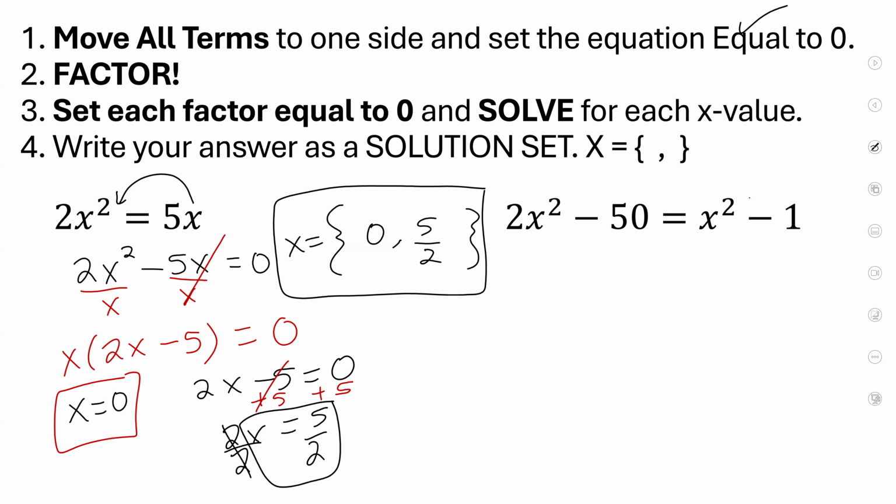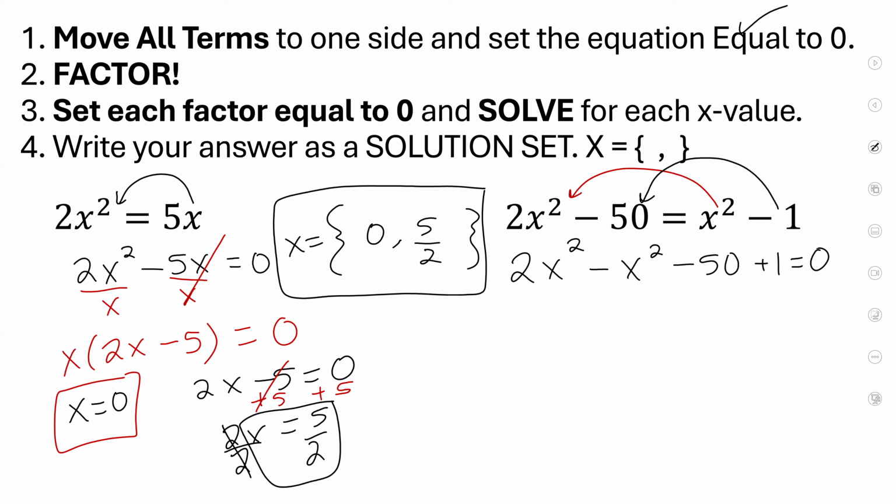So I'm going to move this x squared to the other side. So I'm going to have 2x squared. Move the x squared to the other side, it'll become a minus x squared. Minus 50. We're going to move this negative 1 to the other side, making it a positive 1. Now we're going to combine like terms. These can combine. 2 minus 1 is just 1, so this will be x squared. Minus 50 plus 1, this will be a minus 49.